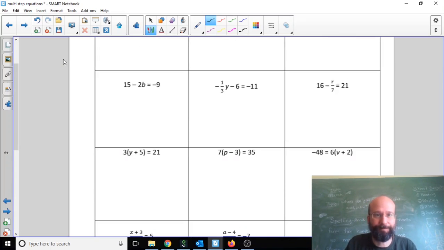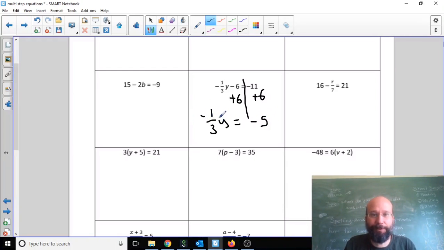So let's do another one with the division in it. We have a division and a subtraction. We're solving for y. We're going to do this one first. Again, we want to remember to start with our addition or subtraction, so we're going to start with this negative 6. The opposite of subtract is add. Over here we have negative 1/3 y equals negative 11 plus 6, which is negative 5.